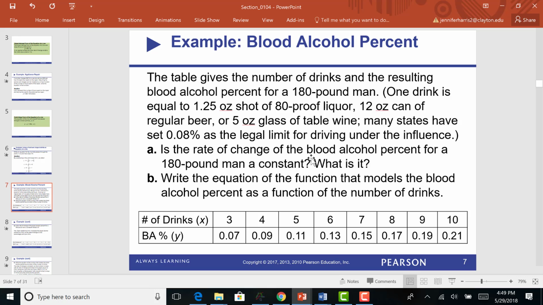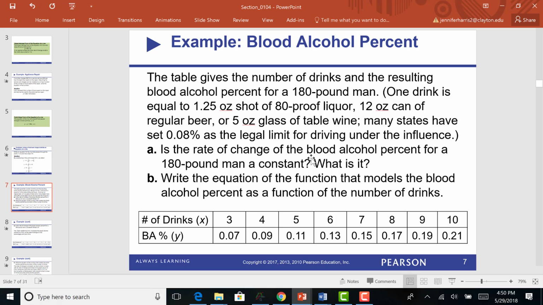So it gives you a table. It says if you have 3 drinks and you're 180 pounds, you're going to be at the 0.07% blood alcohol level. If you have 5 drinks, you're at 0.11. Look at 10 drinks, you're 21% wasted. Now we want to see: is the rate of change of the blood alcohol percent for a 180-pound person constant, or is it changing? What am I asking you? How much is the blood alcohol percent going up for every drink you take? By how much?